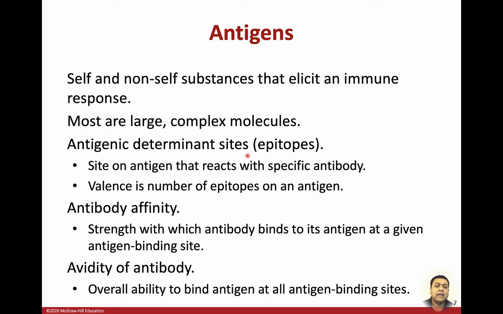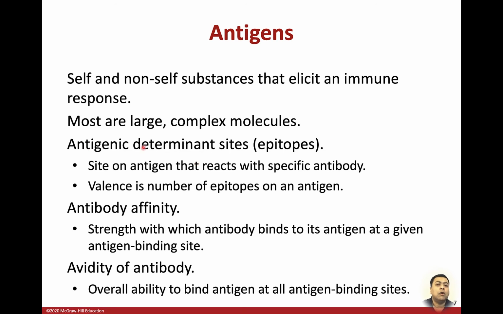What we mean by that, suppose there is a particular protein which is antigenic. A single antigen, make sure that you understand that, may have multiple epitopes. And usually if that has multiple epitopes, we call that a multivalent antigen. Whereas if there is an antigen which has only one epitope, only one site on the antigen that reacts with a specific antibody, we call it a monovalent antigen.